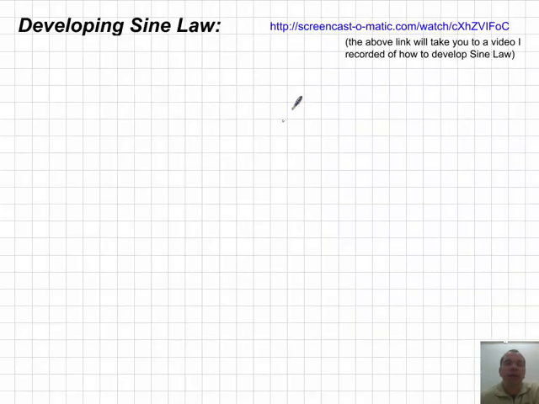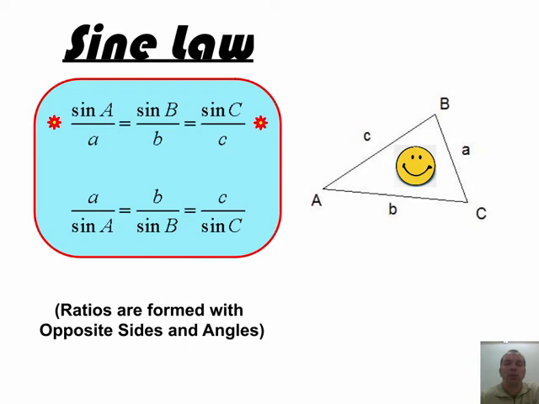Alright, developing sine law, we're going to watch a little video that I have on screencast, but we're going to do that in school. But we're going to find out that the sine law, it's sine A over A equals sine B over B equals sine C over C. Now, because they're all equal to each other, I can do the inverse of them and say A over sine A. Now, I put stars on this because of personal taste. I just like to use the sine A and the sine B on top. Okay?